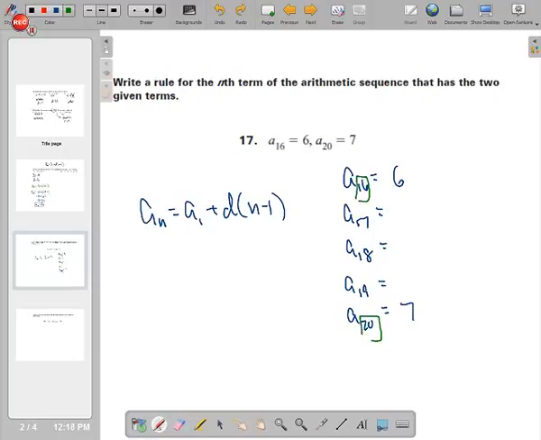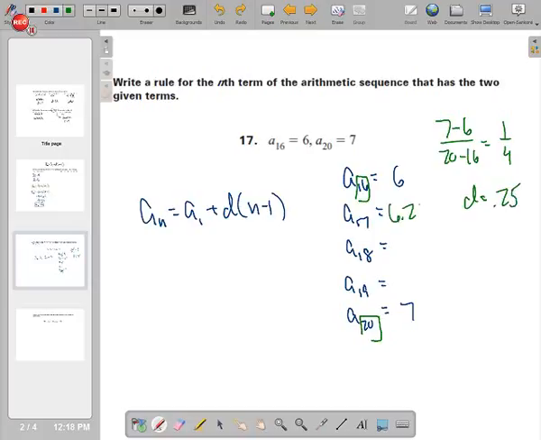If you're at the 16th term and you want to get to the 20th term, you have to use 4 common differences. So how much distance did we cover? We went from 7 to 6, so I'll use the slope formula. 7 minus 6 over 20 minus 16. This is 1 over 4. That means that each common difference is 0.25.